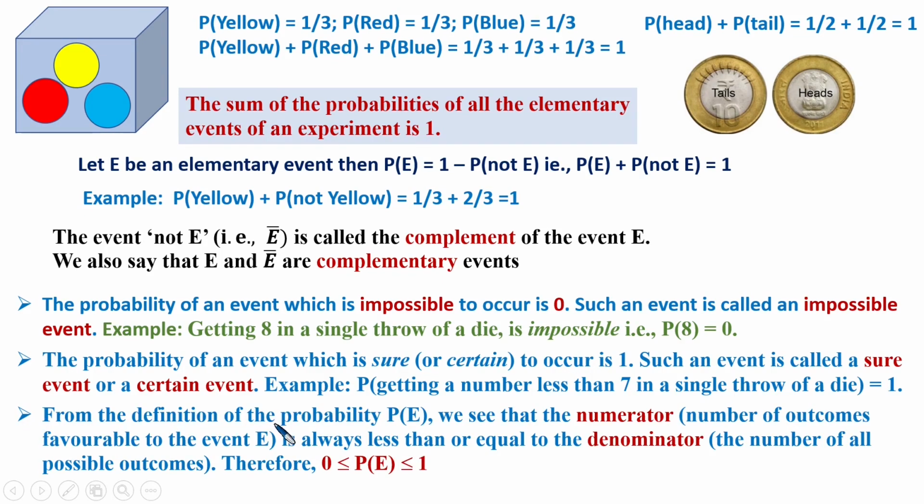Next, from the definition of the probability P of E, we see that the numerator, that is the number of outcomes favorable to the event E, is always less than or equal to the denominator, that is the total number of all the possible outcomes. So here we can say that either the probability will be 0, suppose it is impossible, and suppose it's sure, it is 1. So the probability will be somewhere between this impossible probability, that is 0, and the sure event, that is 1. So we write 0 is less than or equal to P of E is less than or equal to 1.